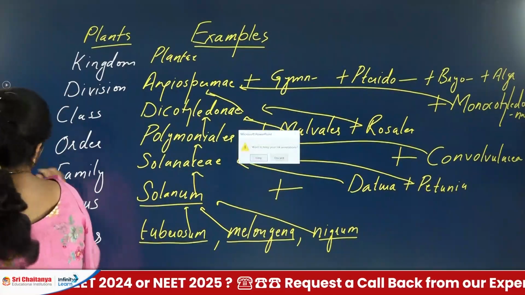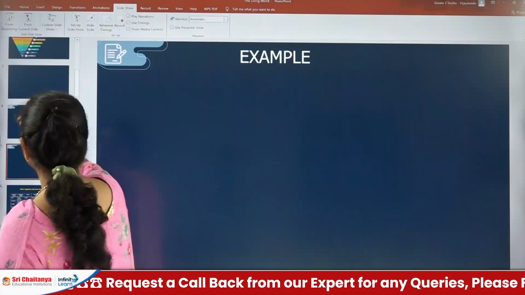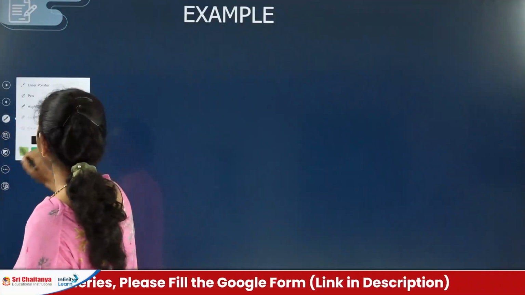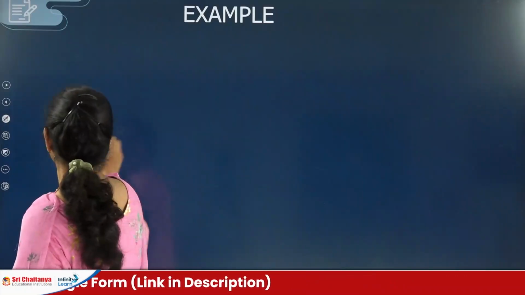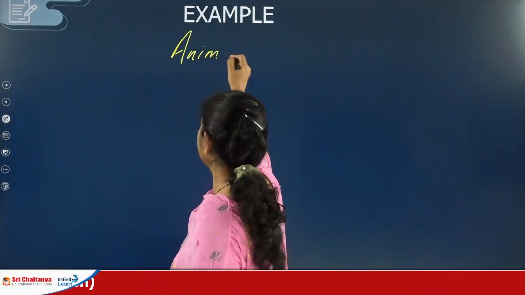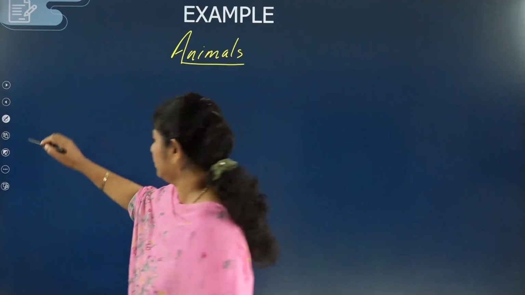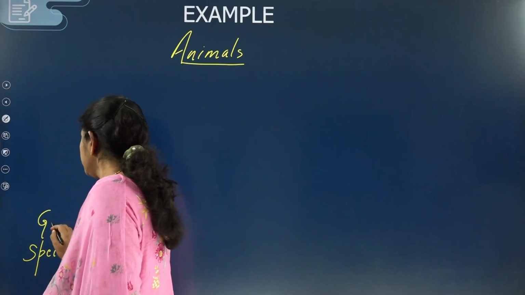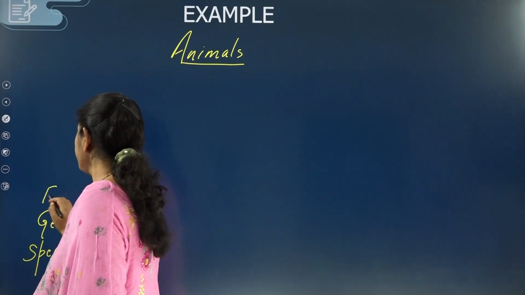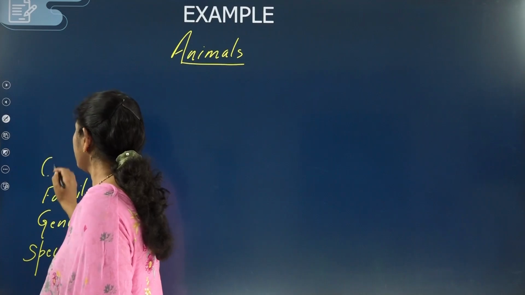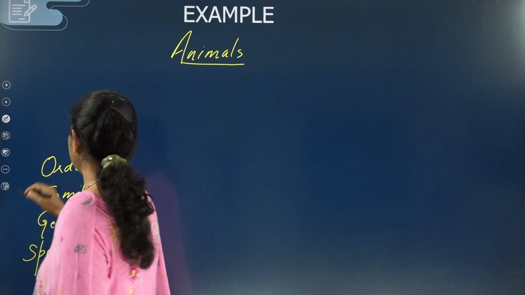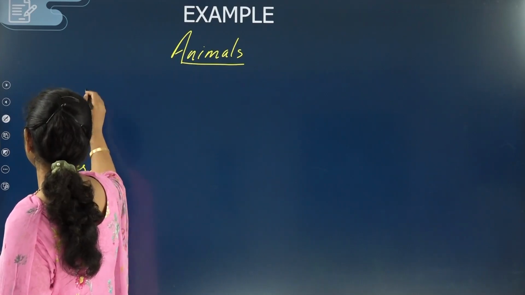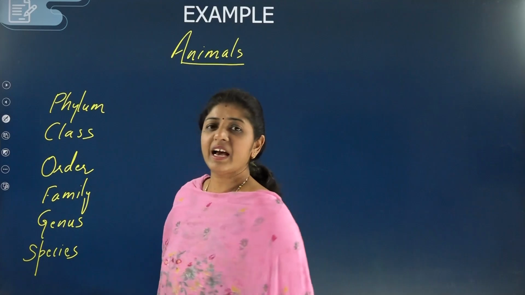Now next thing, let me take one more example. What is that example now? Here for the animals. I am taking for the animals now, right? Same trend you have to follow. Okay, species, then after that genus. Then what is there? Family. Then order. Then after is the class. Then is the phylum I will write, because we are discussing about animals, right?